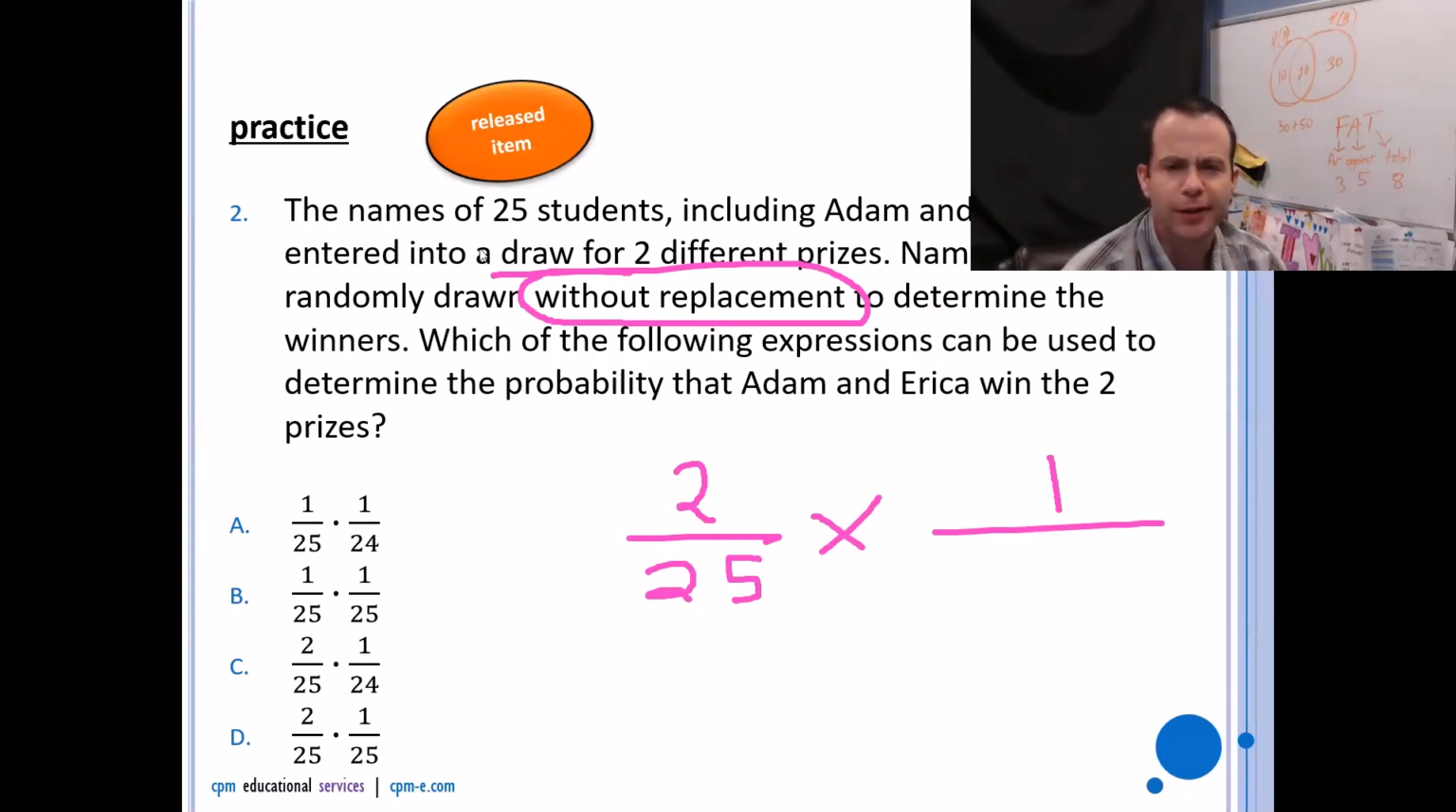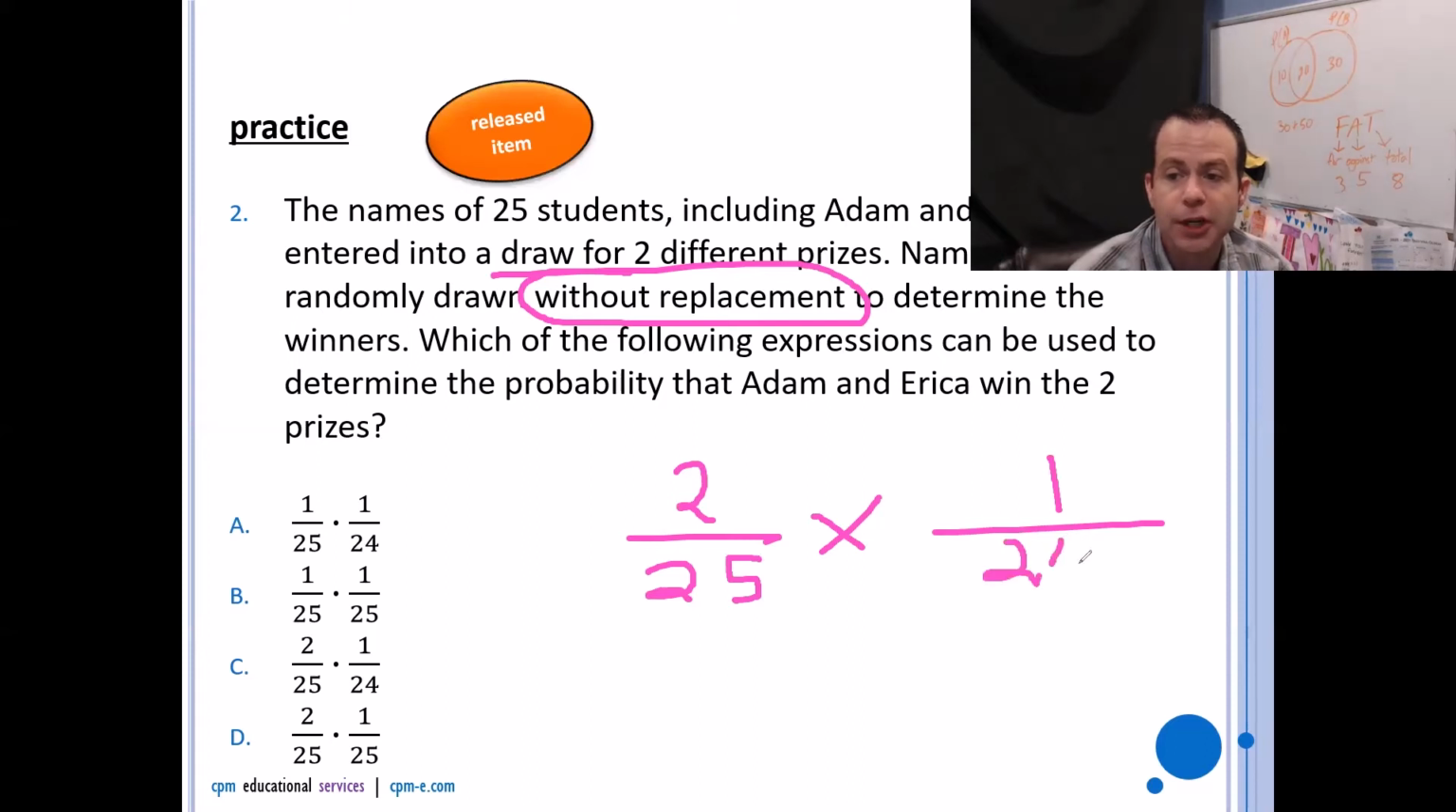students. Sorry, I think earlier I said 25 prizes. It was 25 students. That'd be good if everybody got a prize, just like your old soccer teams where everybody got a trophy. I digress, sorry. So there's no longer 25 students in the draw because one prize has already been drawn. So now there's 24 students in the draw.